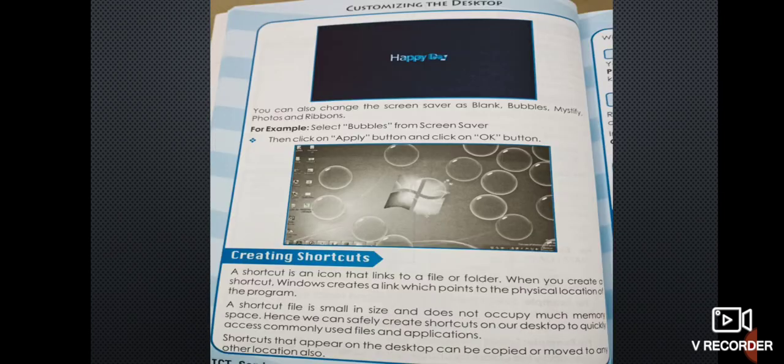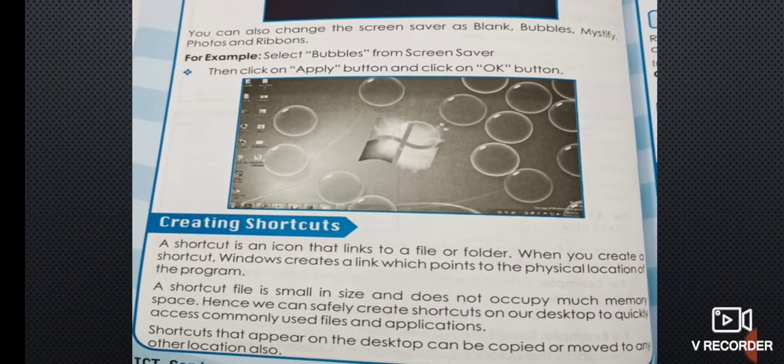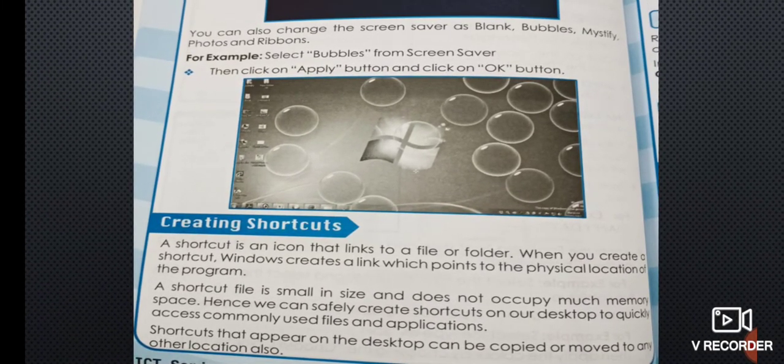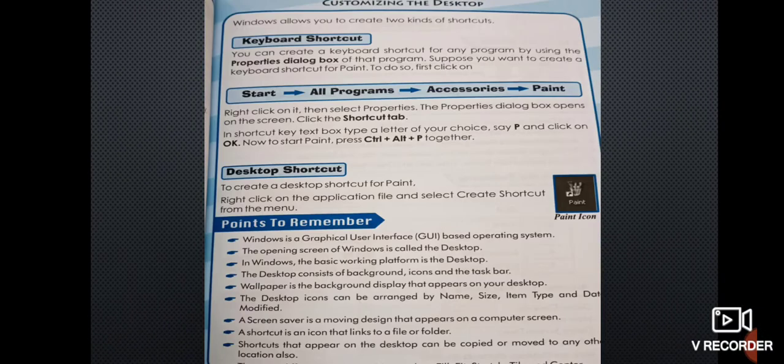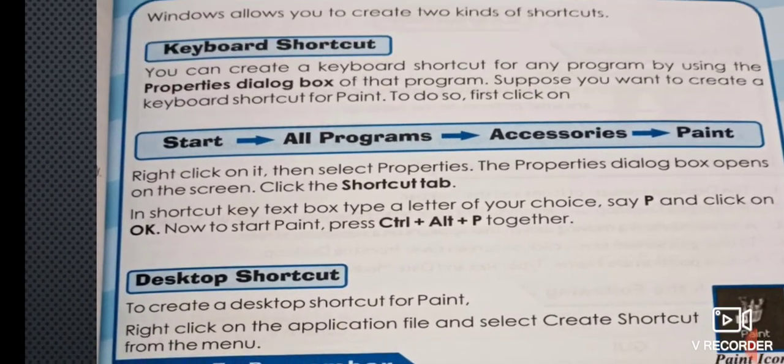And the next topic is creating shortcuts. A shortcut is an icon. For example, if you want to create a shortcut for your file. Usually a shortcut is a file that is small in size and does not occupy much memory space. You can go for creating shortcuts. One way to create a shortcut is using the keyboard.